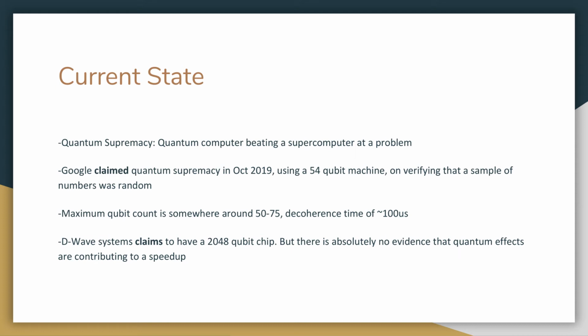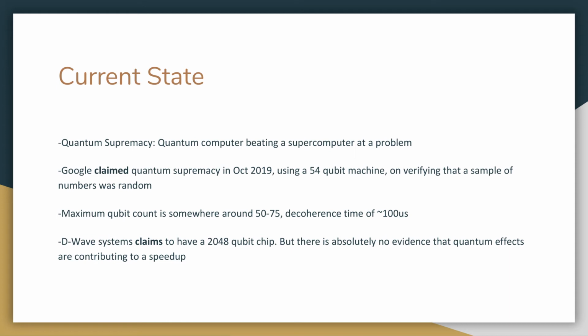But our maximum qubit count is somewhere around 50 to 75. And currently they lose their state through what's called decoherence, essentially when noise affects them too much and they collapse into a 1 or a 0. Our current qubits have a decoherence time of around 100 microseconds.